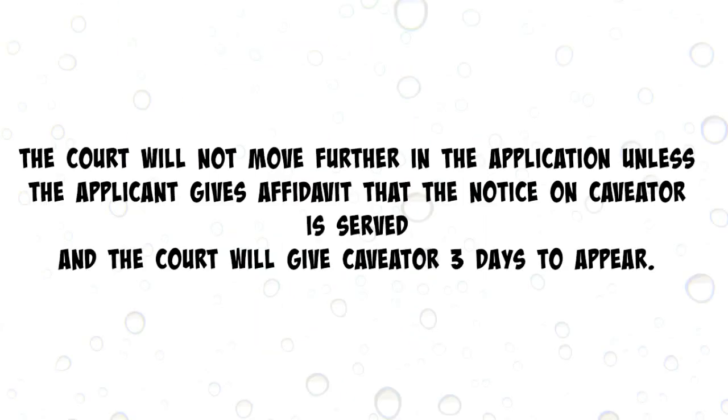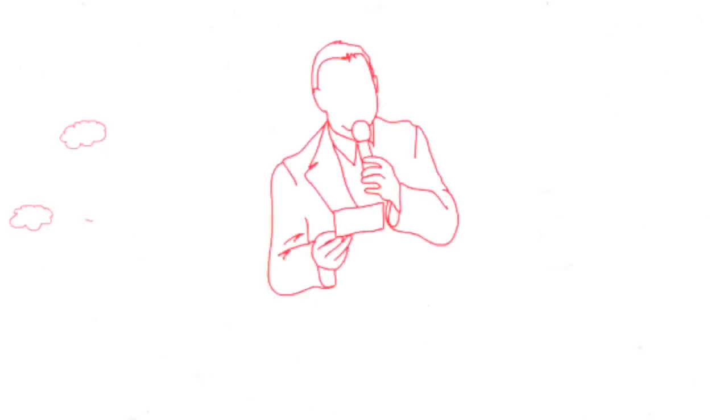Court will not move further in this application unless the applicant gives an affidavit that the notice has been served on the caveator. So the court gives the notice to the caveator, the applicant gives the notice to the caveator, and then the applicant has to give an affidavit saying, "Hello court, I have given a notice to the caveator. I have told him that I filed this application. If he wants to come, he'll come now." And usually the court will give about 3 days for the caveator to appear and represent his case.